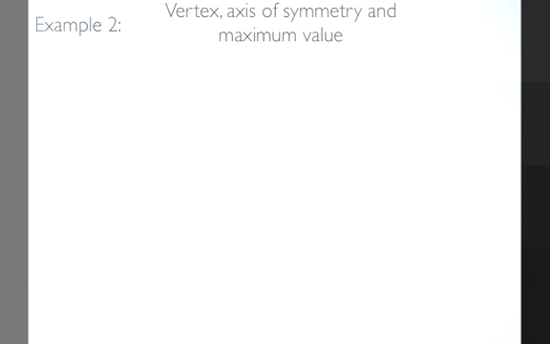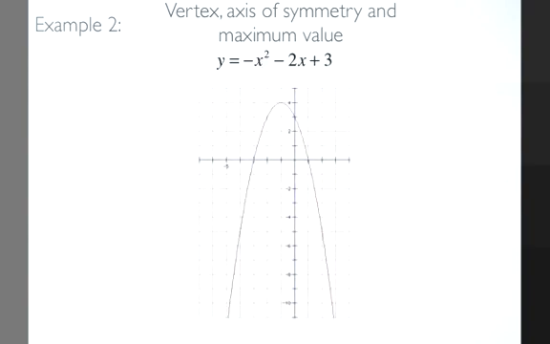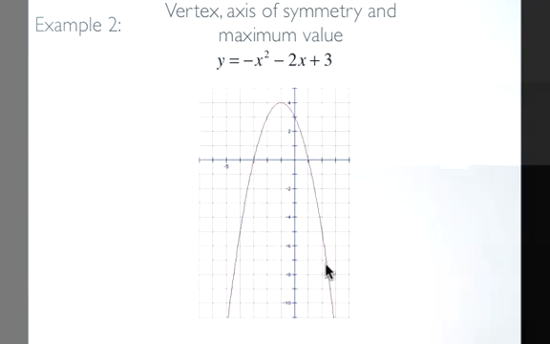Let's look at a second example. We'll look at the vertex, axis of symmetry, and maximum value. Our quadratic expression here is y equals negative x squared minus 2x plus 3. Here's the graph it produces. Notice that it is facing downwards, or open downwards, where our first example was facing upwards, or open upwards.